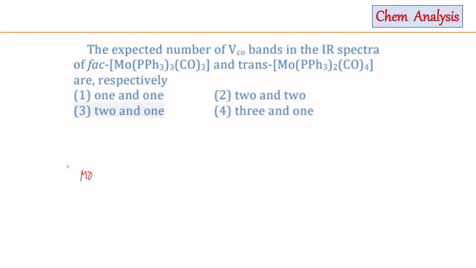In the first case, it is a facial MA3B3 type complex. Therefore, since it is facial, the three A will be cis to each other, that is if we consider PPh3 as A. So it will be this one, since all three PPh3 ligands are cis, and similarly the three carbonyl ligands will also be cis.